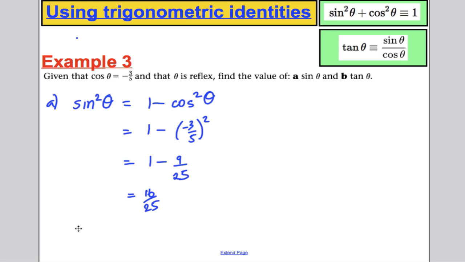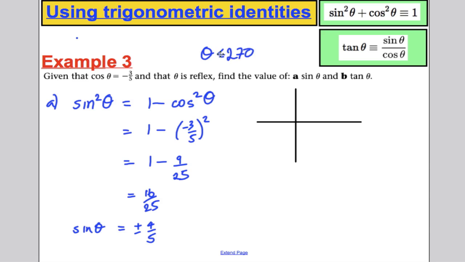Okay, so sine theta must be the square root of that, which is plus or minus 4 over 5 if I take the square roots. Now, which is it, plus or minus? Well, I'm going to go to graphs here. Theta is reflex, so that means theta is between 180 and 360, isn't it? It's over 180, it's a reflex angle.